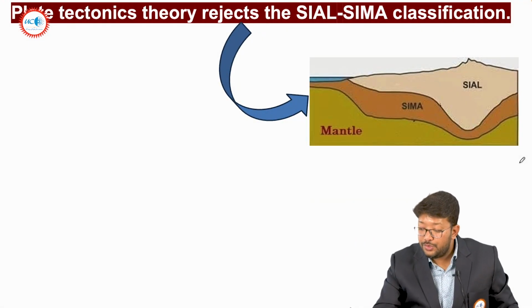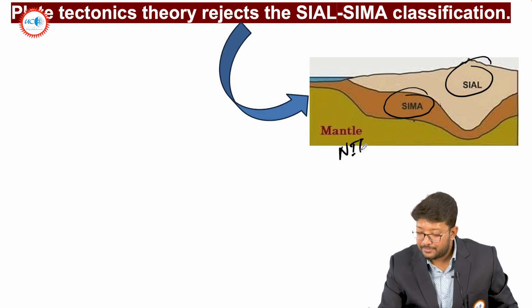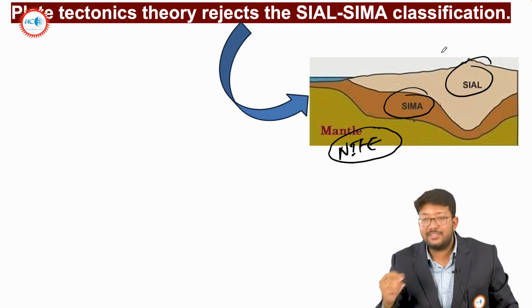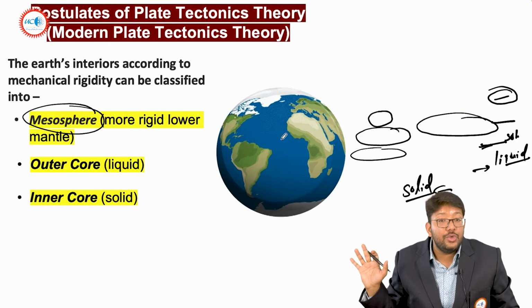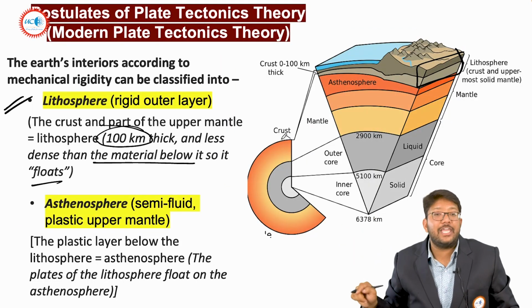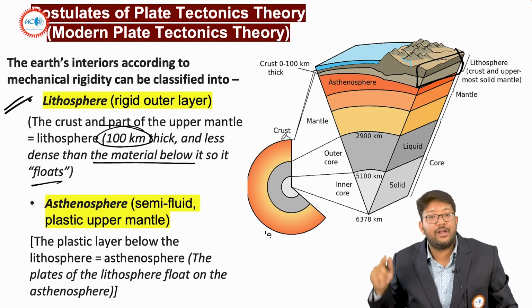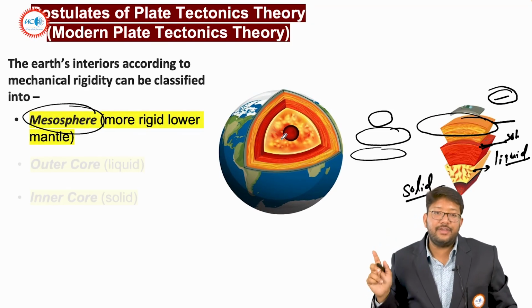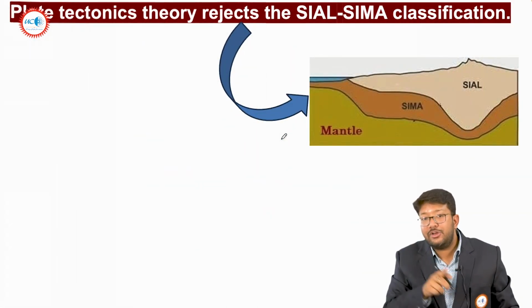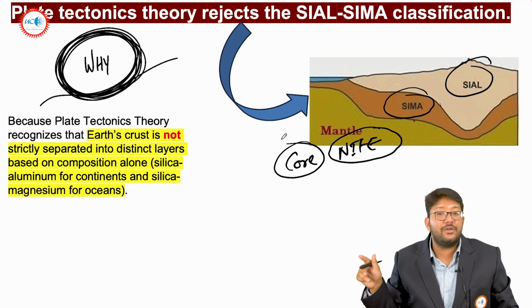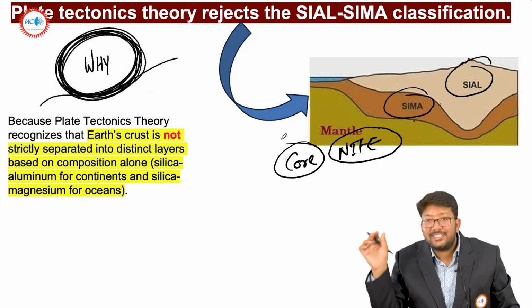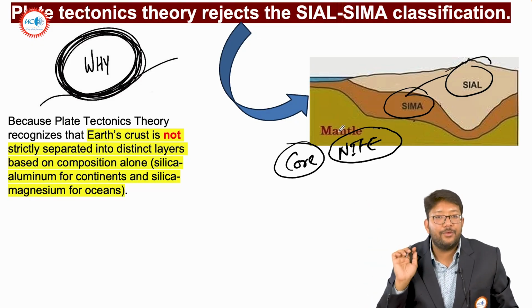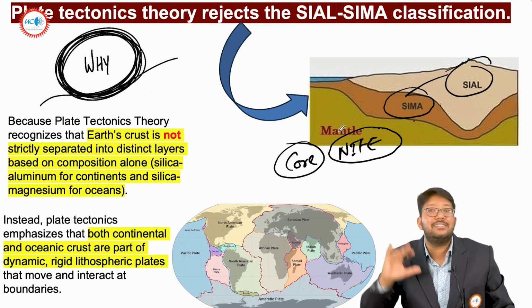Earlier we knew about the Sial, Sima and Nife. Sial is silicon and aluminium, that is the crust. Sima is silicon and magnesium. Nife is nickel and ferrous, that is in the core. Earlier this was the classification, but with the new postulates, these are the 5 layers, found with the latest technology: lithosphere, asthenosphere, mesosphere, outer core, inner core. So this theory rejects the earlier classification. In the Sial-Sima classification, the earth is not strictly separated into just these 3: Sial, Sima and Nife. This is why plate tectonics rejects the Sial, Sima classification.